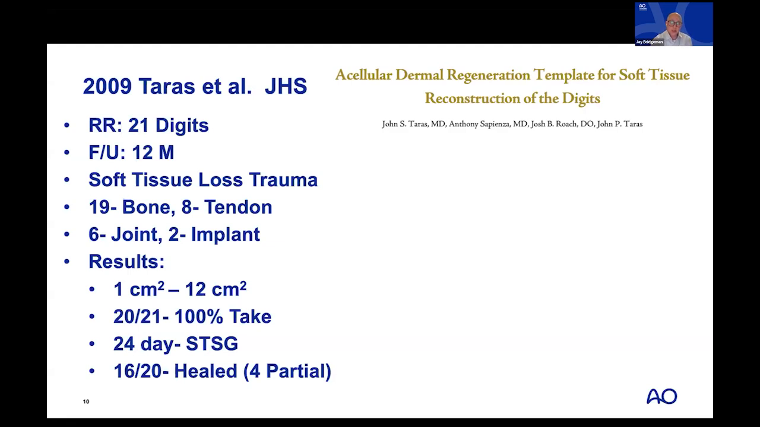Of the fingers that went on to get skin grafting, that occurred at an average of 24 days after the initiation of their bilayer, and 16 out of 20 went on to incorporate the skin graft completely. 4 of them had some partial loss of skin graft, but were treated with dressing changes and needed no other surgical treatment. So they still had fairly good results in that series.